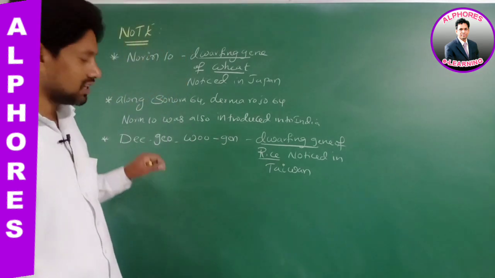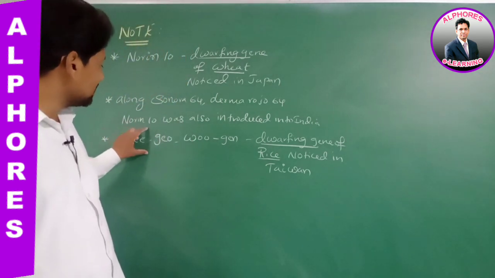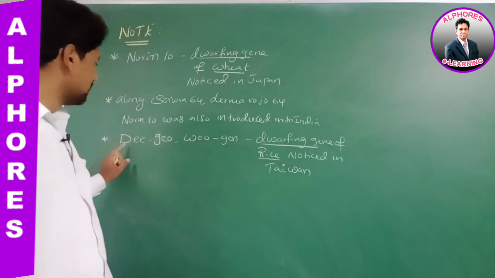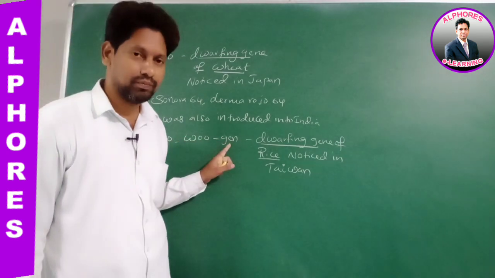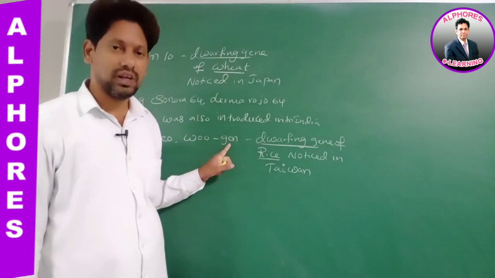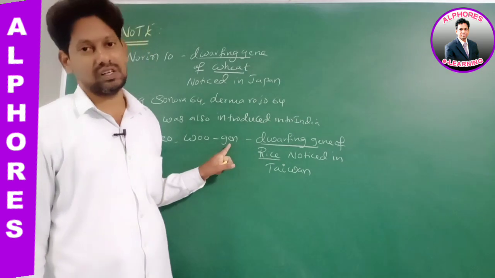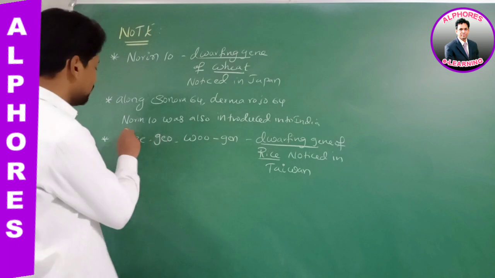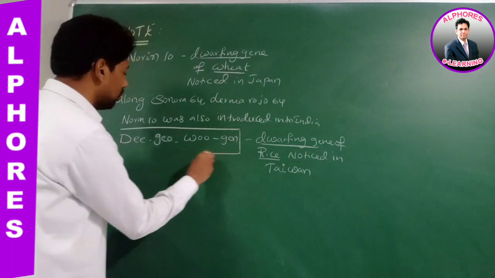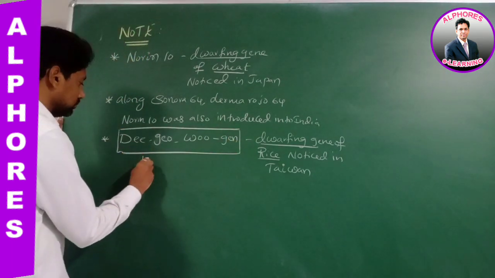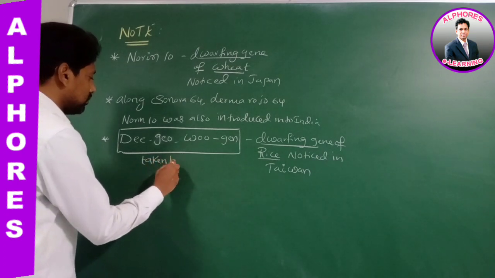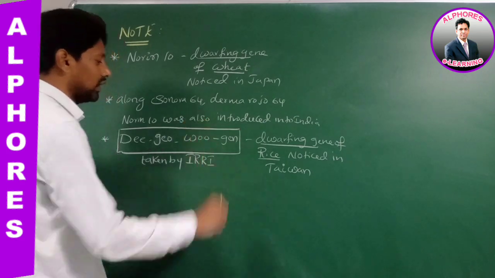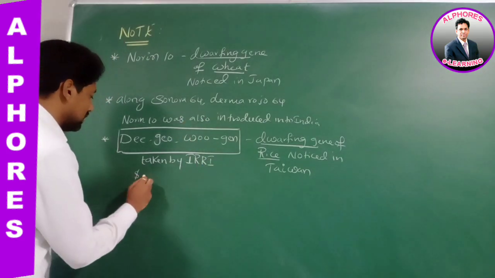What IRI did means it considered this gene. It has taken this gene, the DGOU gene, and produced many high-yielding varieties. Is this statement okay? Right. Therefore, the DGOU gene was taken by IRI, the International Rice Research Institute located in the Philippines.